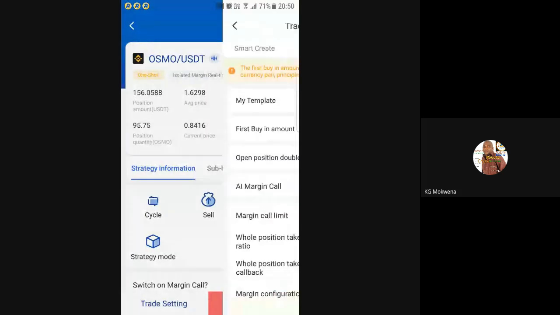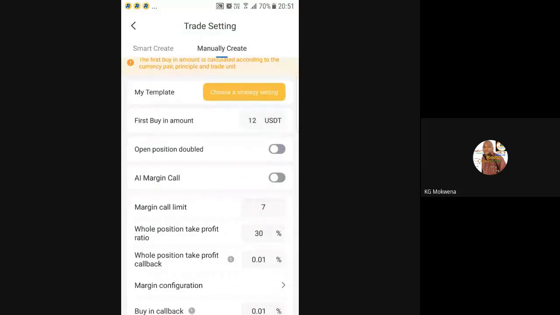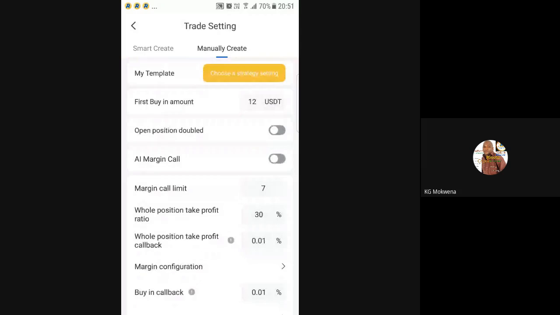So now I click on trade setting, and then I go to margin call limit. I'm happy with it. I don't need to change anything. First buying amount also, it's where I want it to be. That is $12. So I'm happy with that. And then margin call limit, 7, it's there. So which means now I don't need to add anything.